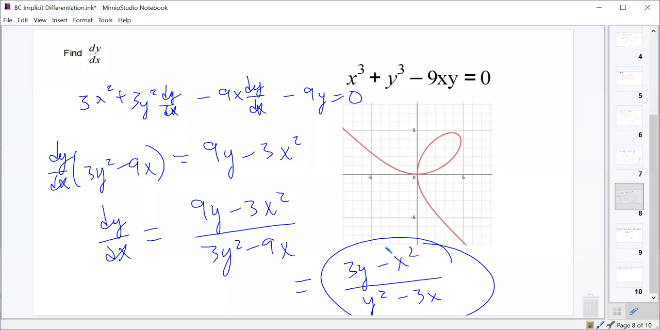Good. Cool. Anybody have any issues with any of this implicit differentiation? Because if you can't do the implicit differentiation, you're going to really struggle with polar derivatives and parametric derivatives and all that stuff. They're sort of all interrelated a little bit.